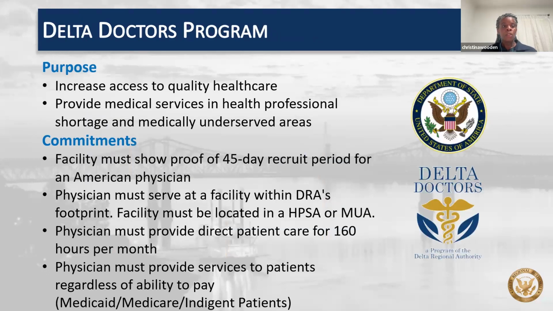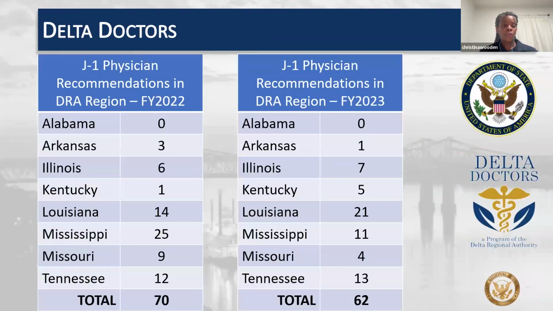So the purpose of the Delta Doctors Program, we invest in human infrastructure, and that means that we want our workforce healthy. That is the main reason why DRA participates in the J-1 visa waiver programs. We want to ensure that we have a healthy workforce. So the purpose of the program is to increase access to quality care and to provide medical services to health professional shortage areas and medically underserved areas. I'll give an overview of the Delta Doctors Program, and then Mr. Walker will get into the nuts and bolts of the programming.